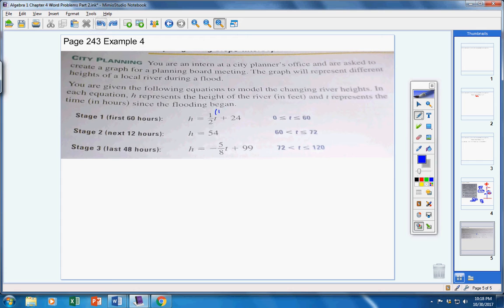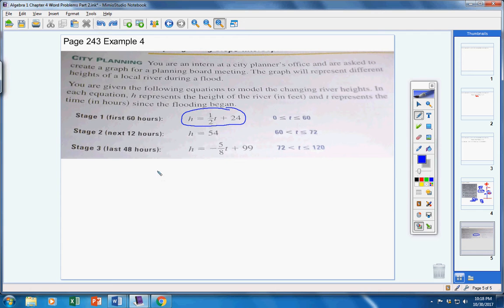Now, it's a linear equation, so we just need 2 points to draw the line. So here's what I'm going to do. I'm going to use my first and my last number, because this equation only works for the first 60 hours. It only works from 0 to 60. That's what this means right here: t is greater than 0, less than 60.